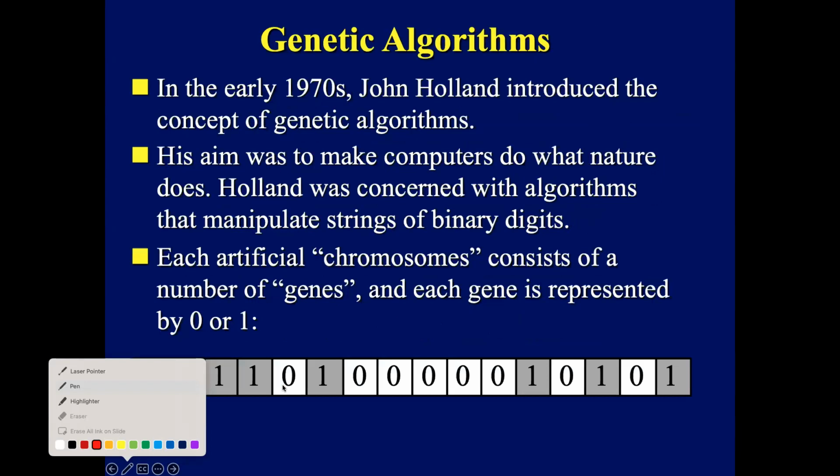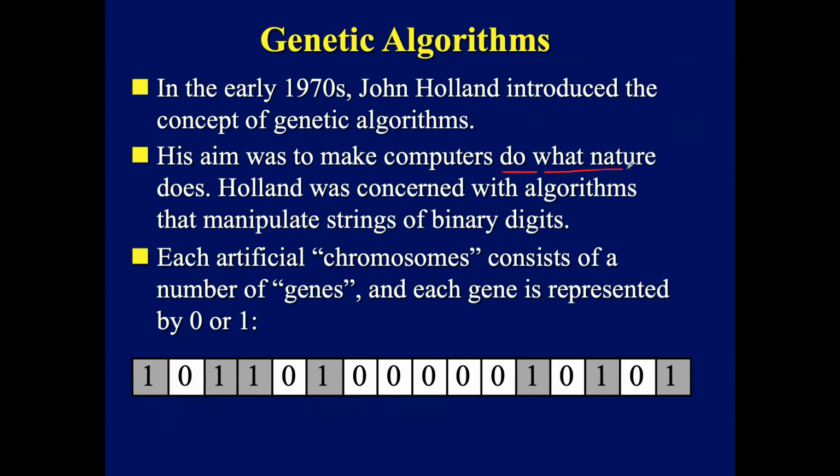So as we look at these genetic algorithms, we give some background. In the early 1970s, someone called John Holland, one of the founders of evolutionary computation, introduced the concept of genetic algorithms. Holland's aim was to make computers do what nature does.